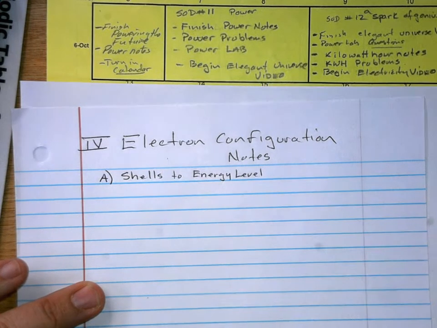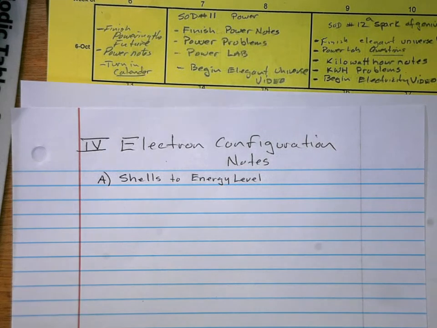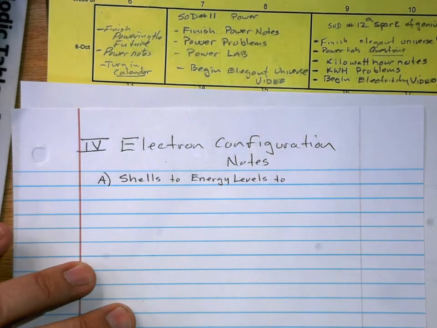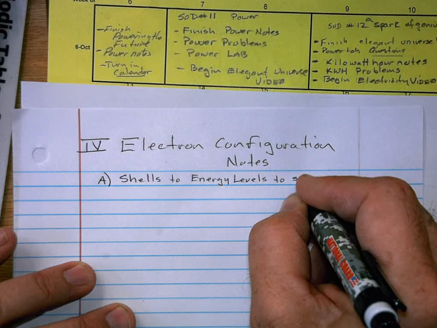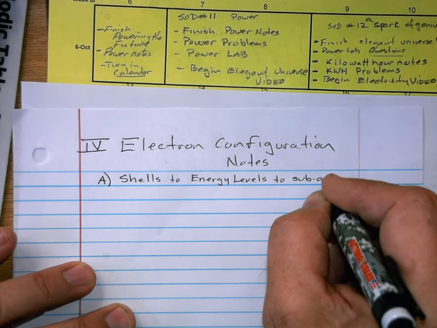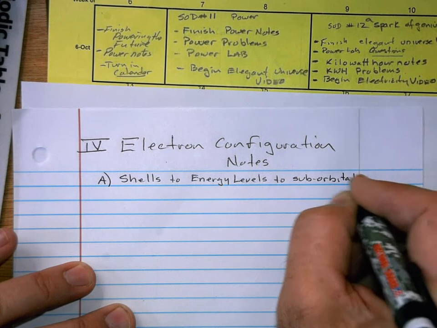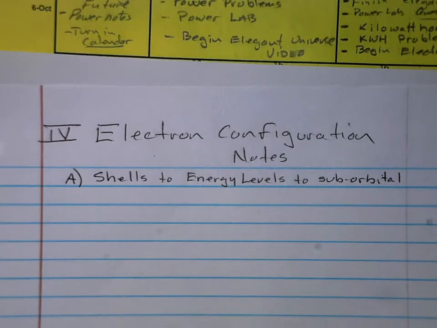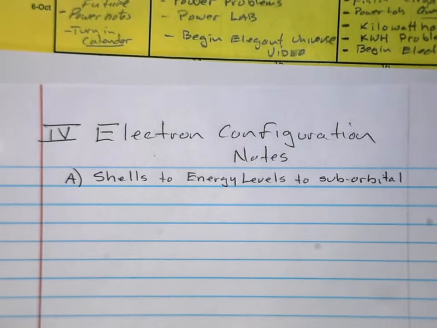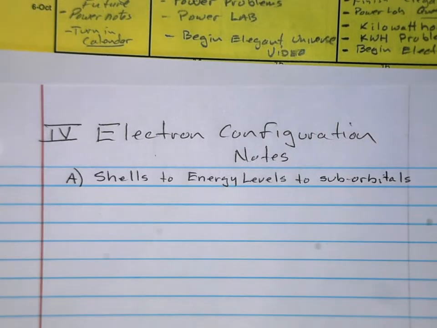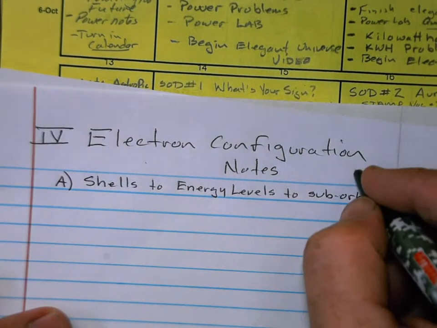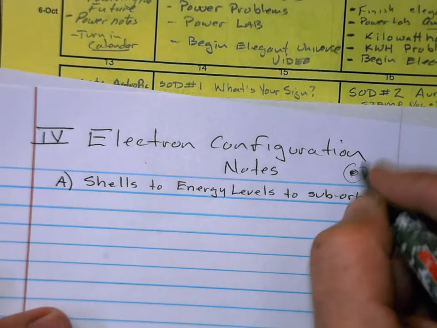These are all the names of the outer part of the atom that have evolved over the last couple hundred years. And then energy levels to suborbitals. Shells to energy levels to suborbitals. Because it's not just as easy as, first imagine that, okay, there's a nucleus and then there's a shell. No, it's a little more complicated.